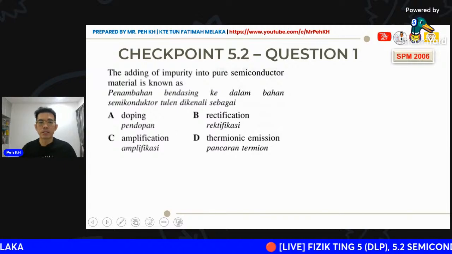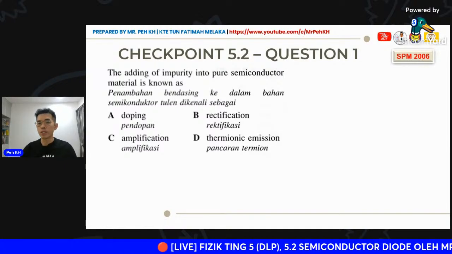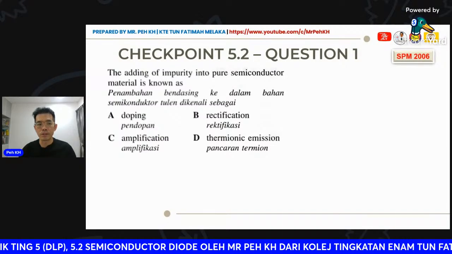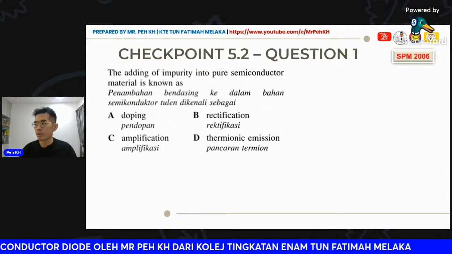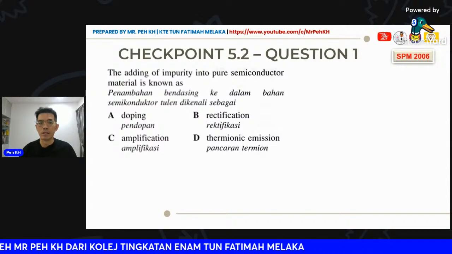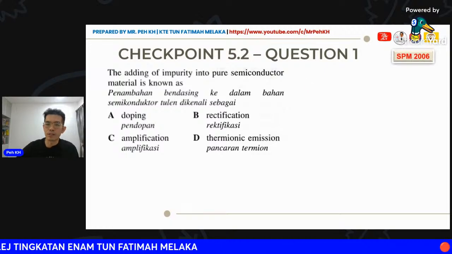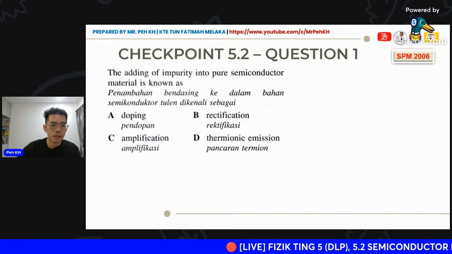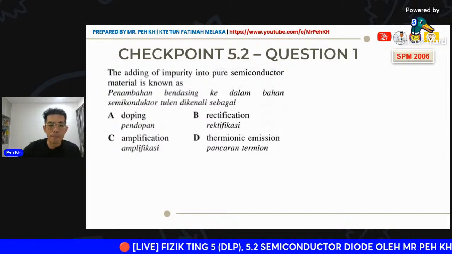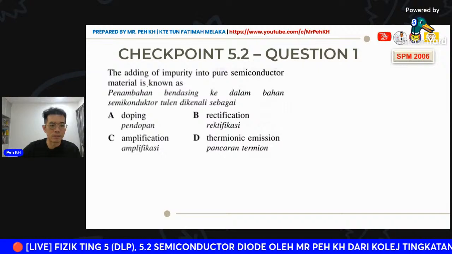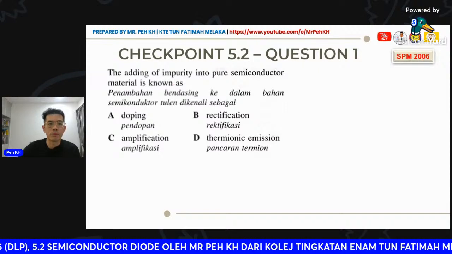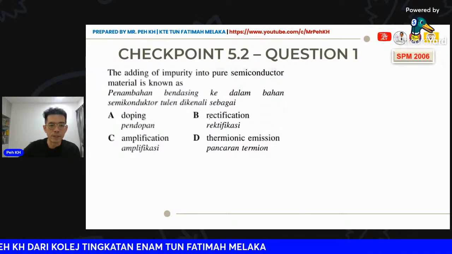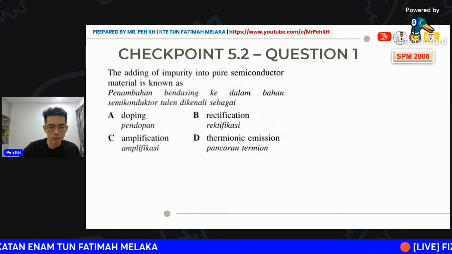Okay, then next, there will be the checkpoint question. So here we have already finished the discussion regarding the two types of semiconductor, the P-type and N-type, through the process of doping in the pure semiconductor. So let us check your learning progress through the question here. The adding of impurity into pure semiconductor material, what is the process we know as? So here, A will be doping, B rectification, C amplification, D thermionic emission.